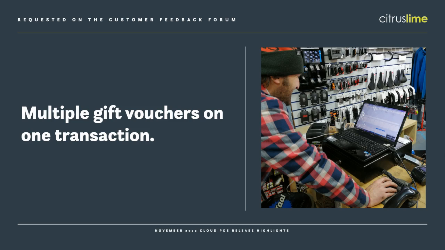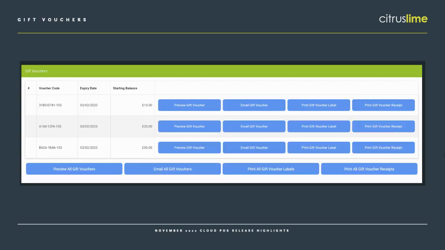The first thing we're looking at was a great suggestion from our customer feedback forum, Canny. You'll be able to sell multiple gift vouchers on one transaction. This is especially great at this time of year as people are buying gifts for loved ones, and it's easy to add however many you need onto a single transaction. When you've tendered that transaction, we've added a new button that says View Gift Vouchers, and that opens this screen.